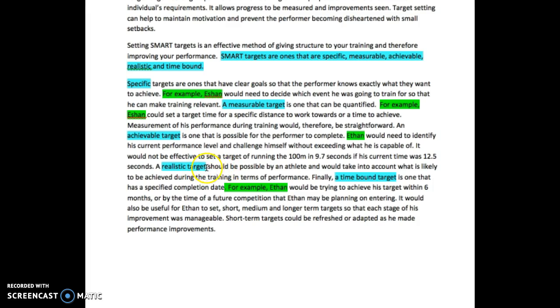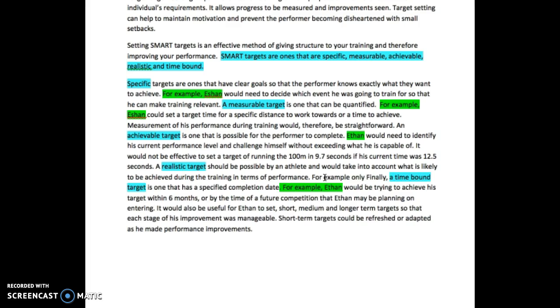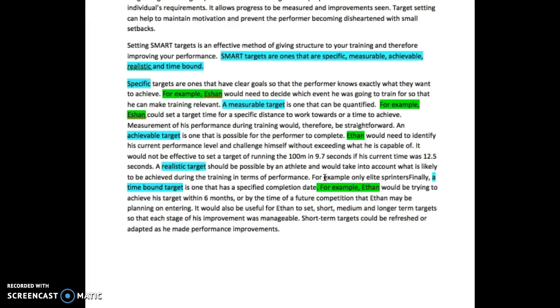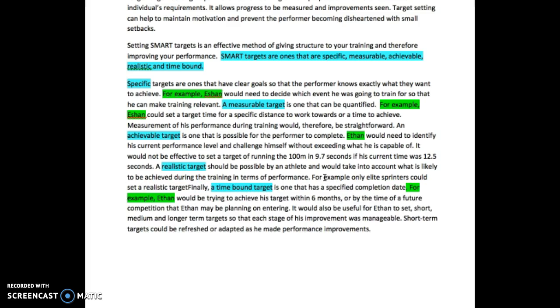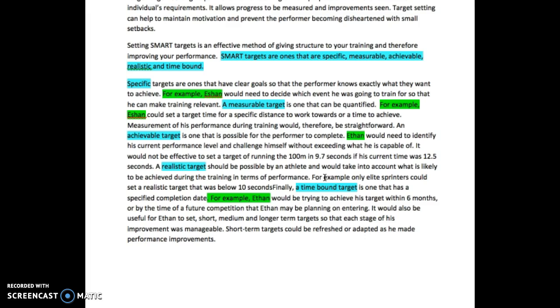Ooh, have I got an example there? No. So let's put one in. For example, only elite sprinters. We don't know that Ethan's a sprinter, but he could be, and we're giving an example which is linked to Ethan's performance. It could well have been when he was watching the Olympics, he was looking at a tennis performance, and that's fine, but we're just going to use athletics in this sense. For example, only elite sprinters could set a realistic target that was below 10 seconds.